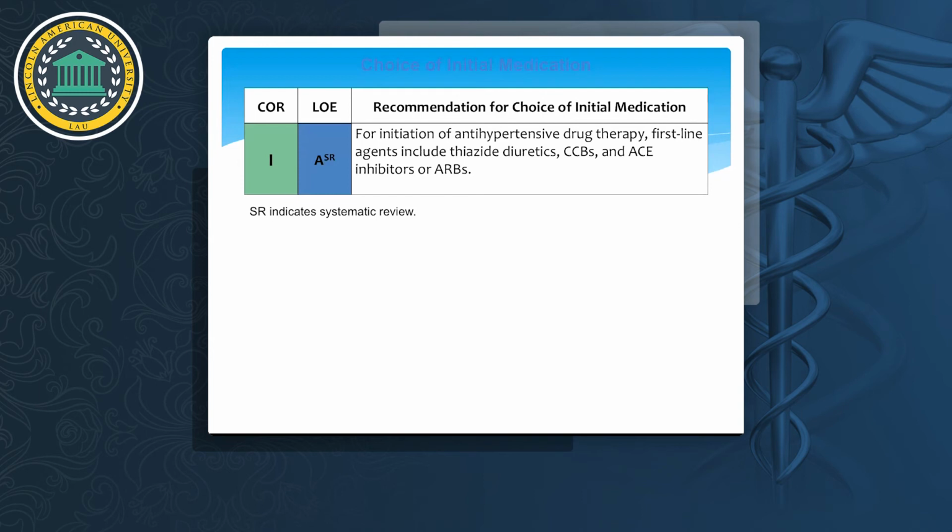Pregnancy. Kidney disease. Absolutely. And diabetes. Absolutely. So if you have diabetes or kidney disease, you prefer ACE inhibitors and ARBs. Let's say you have heart failure. So what will be your first choice?